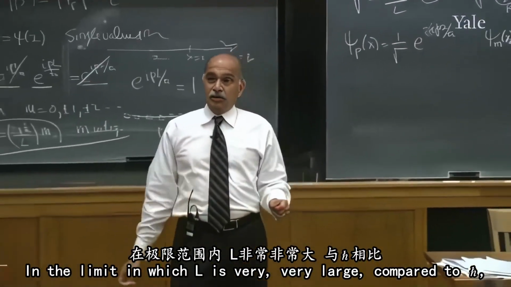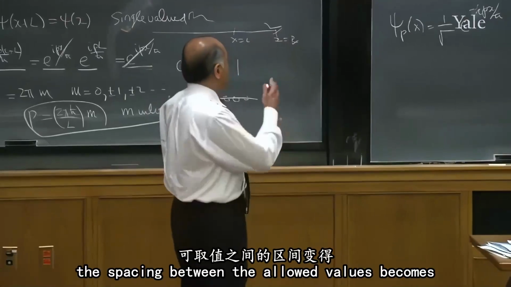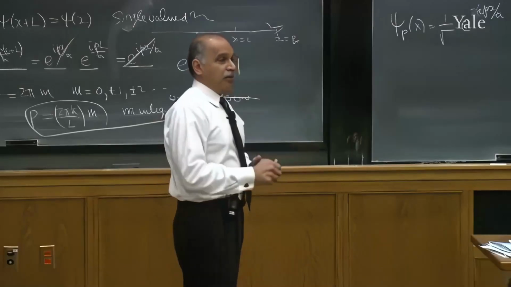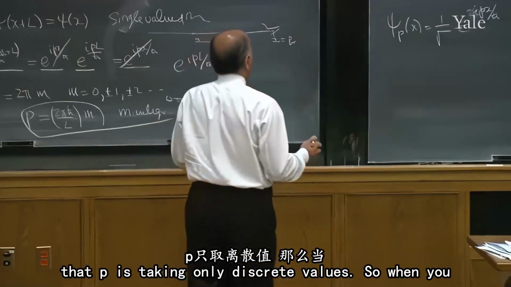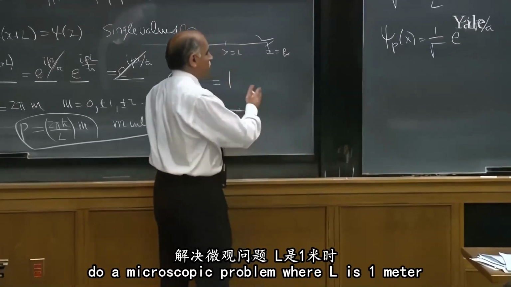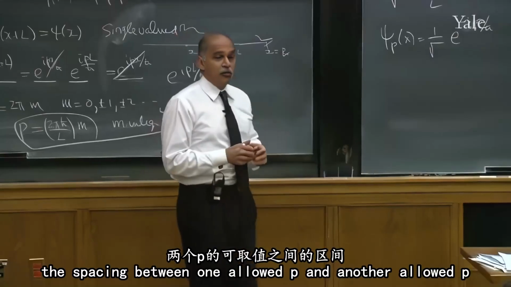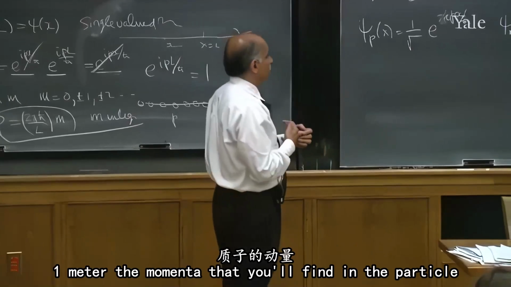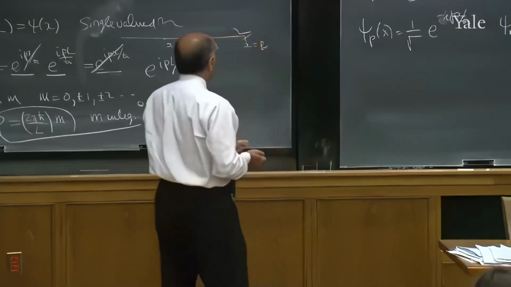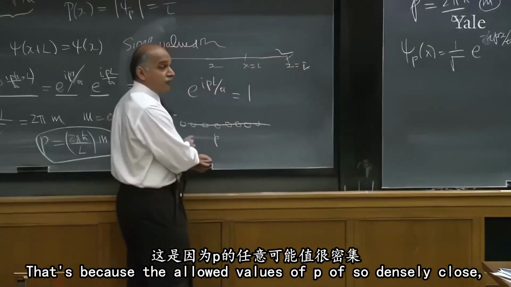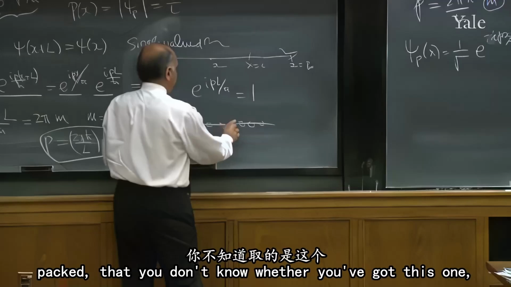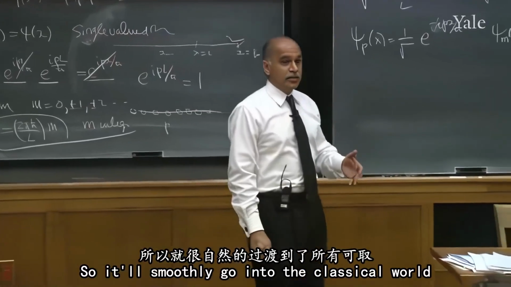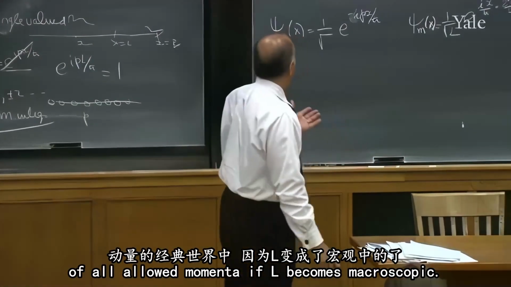In the limit in which L is very, very large compared to h bar, the spacing between the allowed values becomes very, very close. And you may not even realize that p is taking only discrete values. So when you do a macroscopic problem where L is 1 meter, the spacing between one allowed p and another allowed p will be so small you won't notice it. So even if you lived on a real ring of circumference 1 meter, the momenta that you'll find in the particle will look like any momentum is possible. That's because the allowed values of p are so densely packed that you wouldn't know whether you got this one or that one or something in between, because you cannot measure it that well. So this will smoothly go into the classical world of all allowed momenta if L becomes macroscopic.